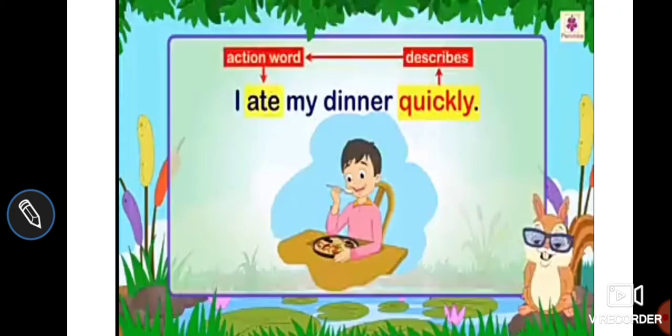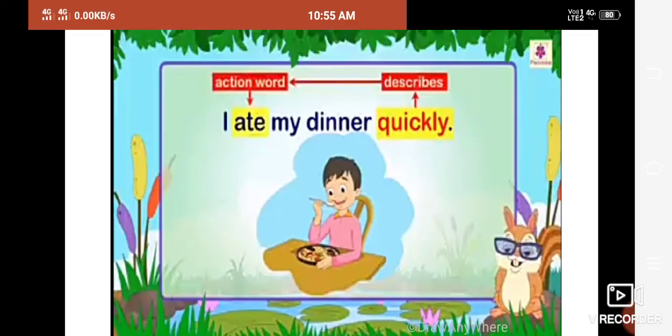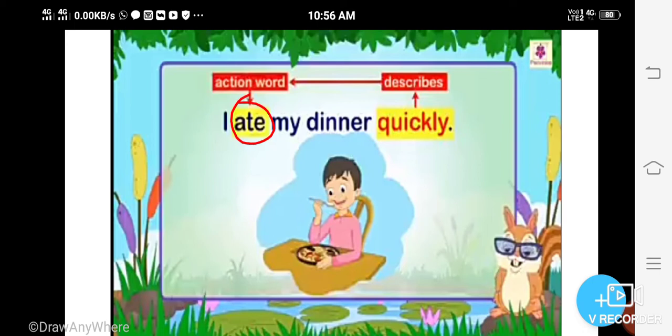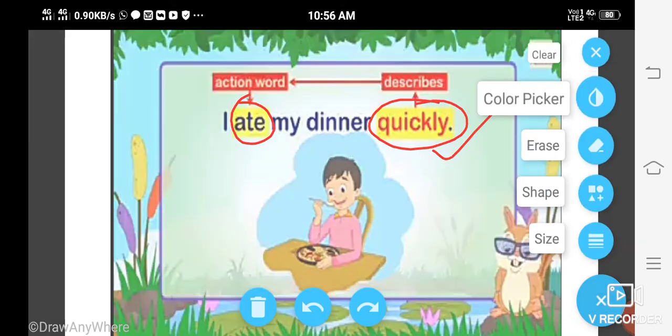In this sentence, I ate my dinner quickly. We know that ate is the verb. It is telling us what the person is doing. It is an action word. How did I eat my dinner? I ate it quickly. So the word quickly is describing the action word ate. So here quickly is an adverb.